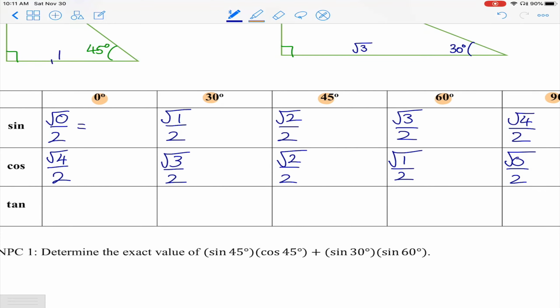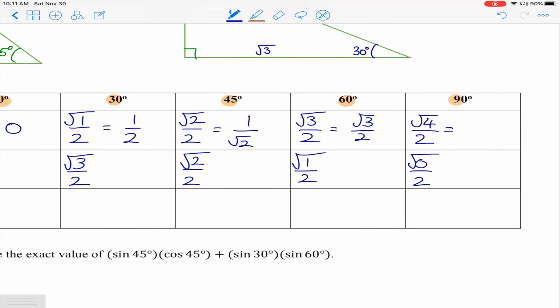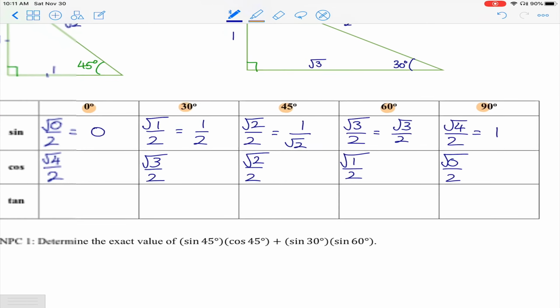So square root of 0 is 0, so 0 over 2 is obviously 0. Square root of 1 is 1, so it is 1 over 2. Square root of 2 over 2, from time to time, you will see it as 1 over square root of 2. So it is better for you to remember these two. Square root of 3 over 2, we cannot really simplify that, so we just keep it. Now square root of 4 is 2, and because of that it is 2 over 2, therefore it is 1. Now do we need to calculate cosine?